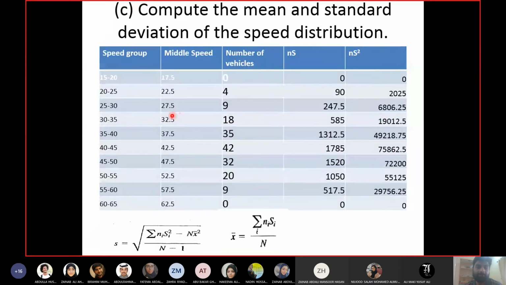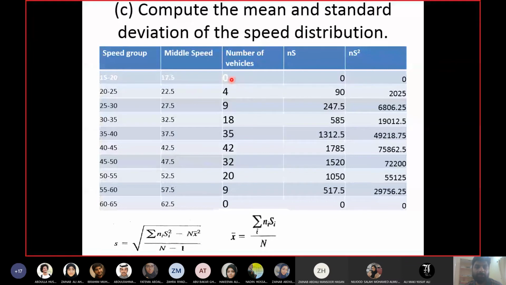So I have the data. From the data, first of all, I have calculated the middle speed. You can see it here. 15 and 20, middle is 17.5. 20 and 25, middle is 22.5, and so on. Then this is n, the number of vehicles in each group.